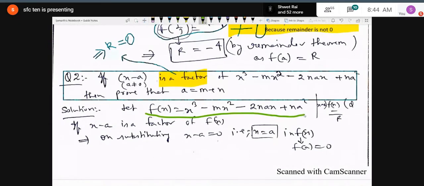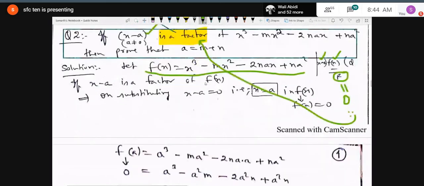X minus a. But obviously you will get some quotient and remainder. Because x minus a is a factor of f(x), it is given. That means on substituting x minus a equal to 0, that is x is equal to a, in f(x), the value of the function at x equal to a will be 0, because the remainder is 0. It is already mentioned that x minus a is a factor of the given function. That means the value of the function at x equal to a will be 0. f(a) is equal to 0.